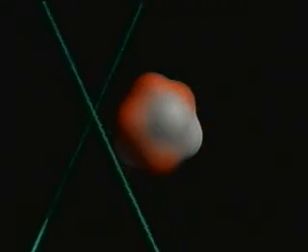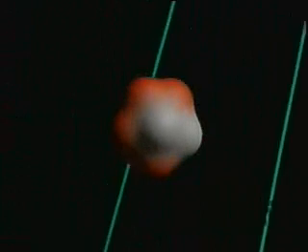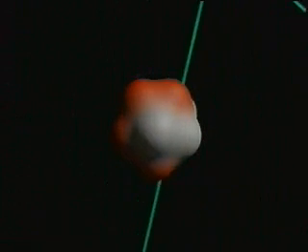The atom's nucleus is made of protons, which are positively charged and illustrated in red, and neutrons in white, which have no charge. Negatively charged electrons, shown here in green, orbit the nucleus.